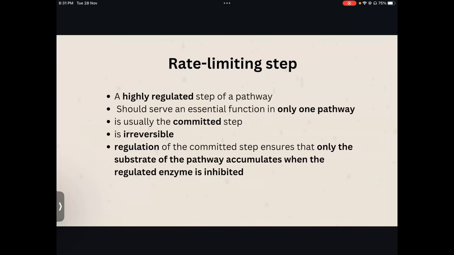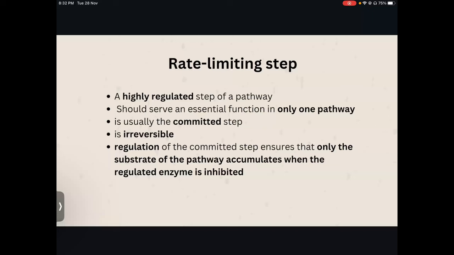Of course. Now, a rate limiting step is highly regulated, and it provides a very important function in only that specific pathway that it's in. It's usually also the committed step. Now, does anyone know what a committed step is? If that step happens, you have to continue the reaction. Yes, exactly. So once you reach the committed step and it happens, you can't go back and undo that reaction. You have to fulfill the rest of the pathway. So that's why it's committed. It's committed to continuing the pathway.